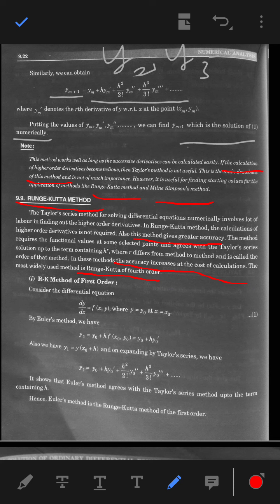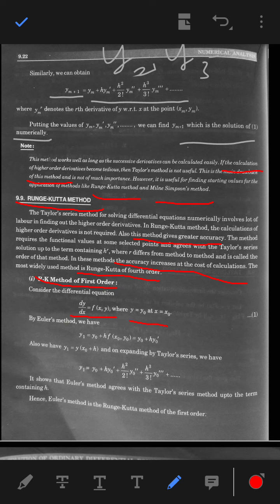So first we will discuss the Runge-Kutta method, or in short form we may call it the RK method. The first method is the RK method of first order. Look here. Consider the differential equation. This is our first order differential equation and these are the initial conditions.